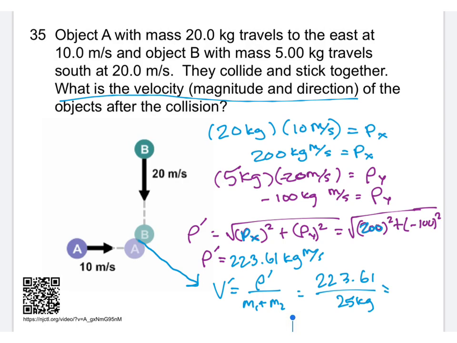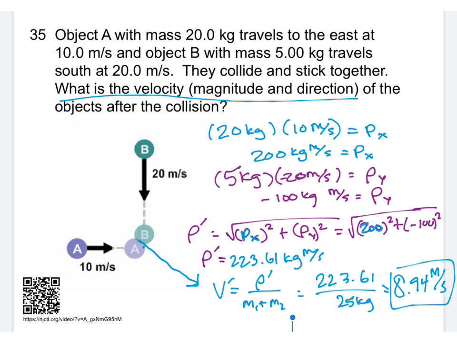Why 25? It's 20 and 5. So 223.61 divided by 25. Oh, I thought they were actually cars, and I was like, that's really light for some cars. Yeah, 25 kilograms. Maybe marbles. 50 pounds. 8.94. 8.94 meters per second. And in what direction?